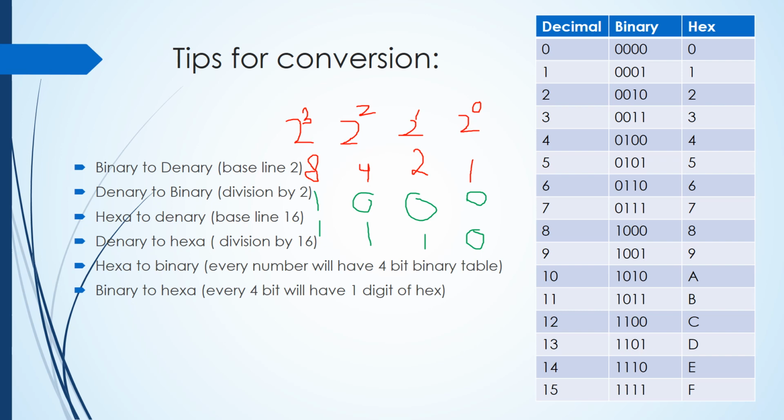Just please memorize this table. And other than this, remember that when you have to convert binary to denary, you have to make a baseline and then just map denary to binary. You have to find the place values, or divide by 2 and consider the remainders. Hexa to denary, baseline 16. Denary to hexa, division by 16 and count the remainders. Hexa to binary, every digit will have a 4-bit binary. And binary to hexa, every 4 bits will be 1 digit of hex. If you remember all these things, then it's going to be very easy for you.